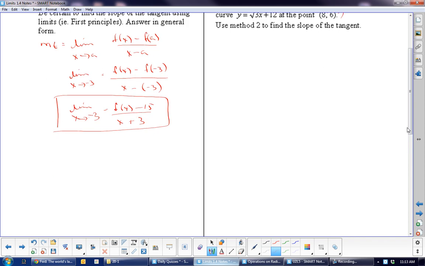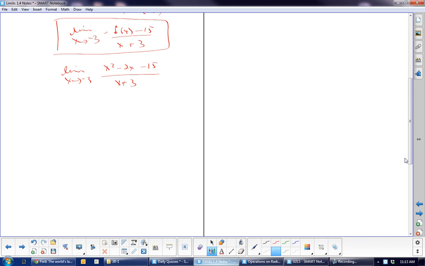Right now we can't, because if I put negative 3 in there, I will get undefined. So now I'm actually going to put in the function: limit as x approaches negative 3 of x squared minus 2x minus 15 all over x plus 3. So I put in f of x. I could have put in f of negative 3, and I would have got the answer 15. And some of these, they will not give you the y value, so you will have to figure it out. You can put it in either at this step or find it at first.